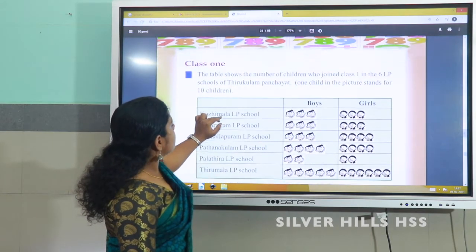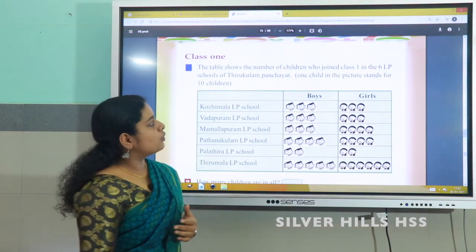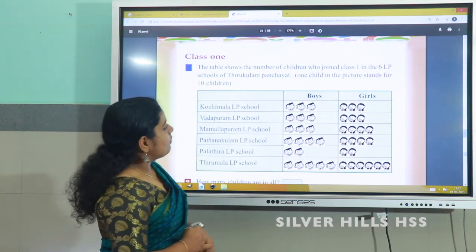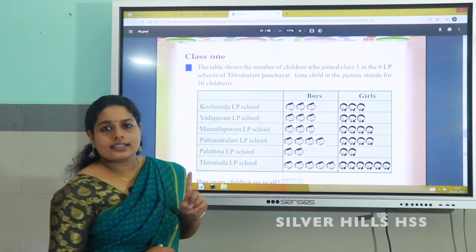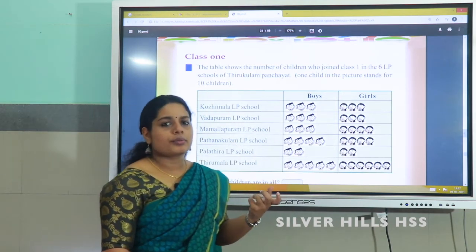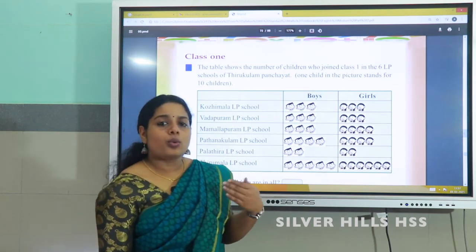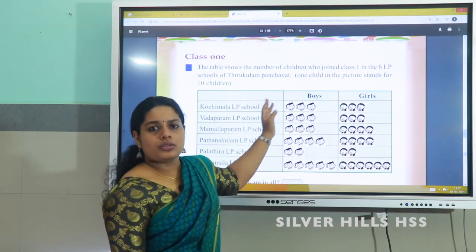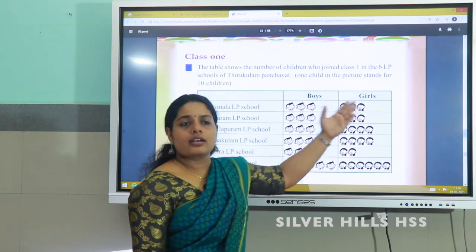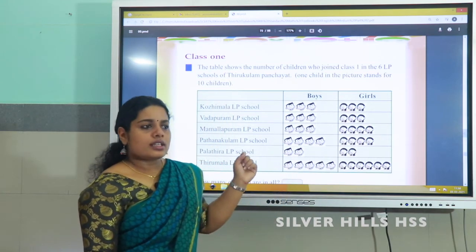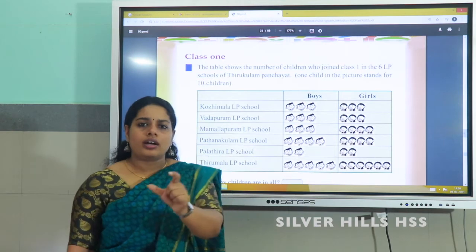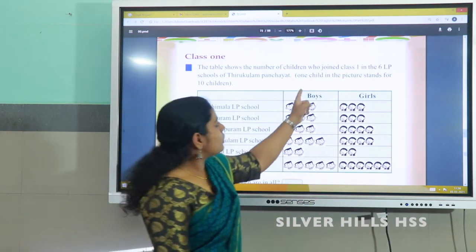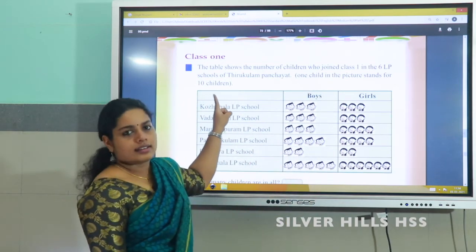Now, next we have the table that shows the number of children who joined class 1 in LP schools of Tirikulam Panchayat. Okay. One child in the picture stands for 10 children. When you are pictorially representing something, and the number of students or number of books is large, don't draw the actual number of students. If 100 students are there, what will you do? You can just take one picture of one boy equal to 100 boys, or like that, one boy equal to 10 boys. Okay. So here one child in the picture stands for 10 children.